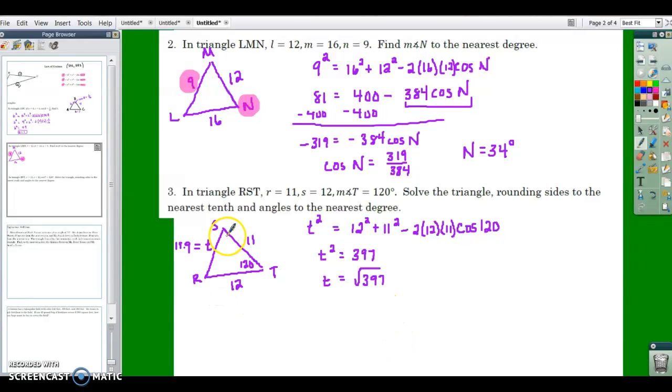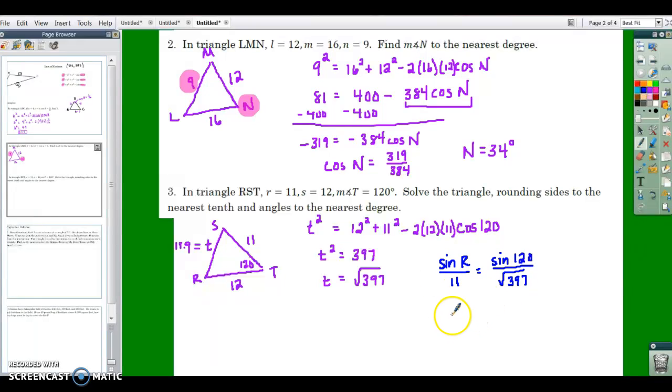Okay. Now, to find the missing angles, I can now choose either angle I want, because I'm going to now use the law of sines, because I'm trying to find a missing angle, and I have another angle and side. Okay, so I can go ahead and use the law of sines here. So I'm going to say the sine of r over 11 is going to equal the sine of 120 over square root of 397, because I want to use the exact value. I don't want to use the rounded value to then re-round another side.